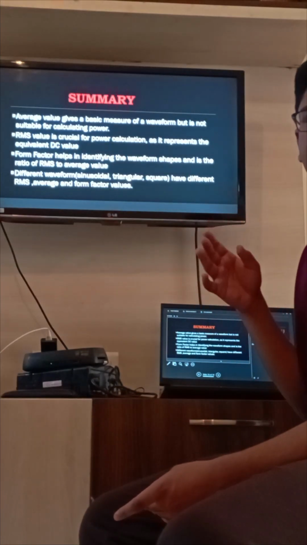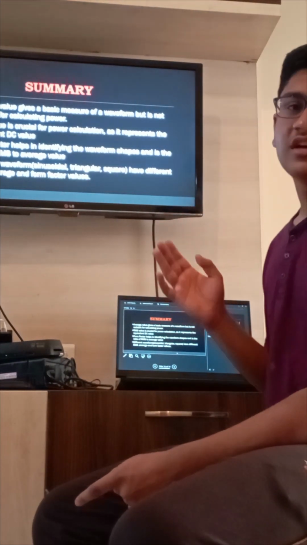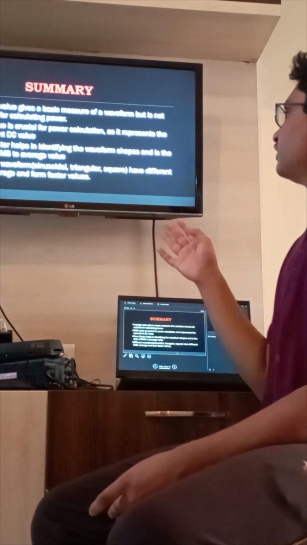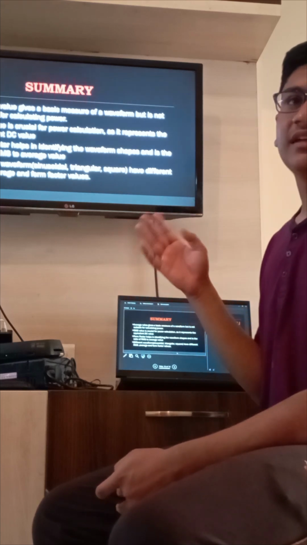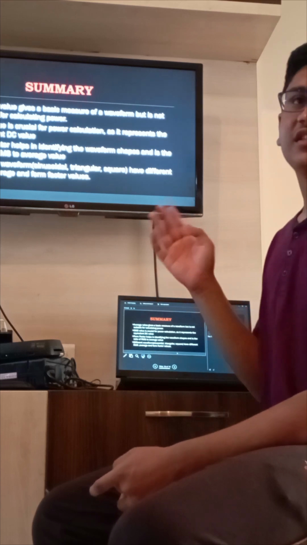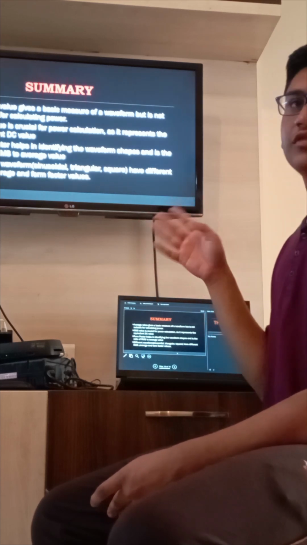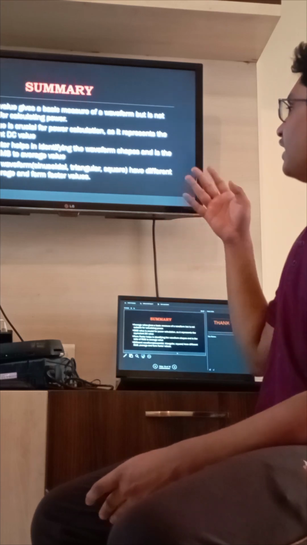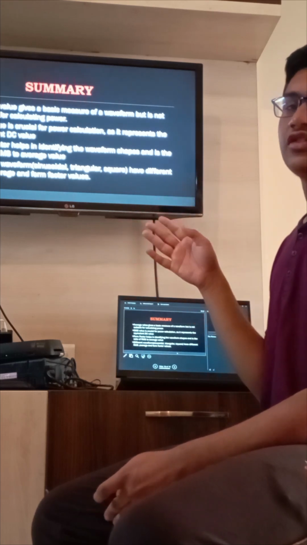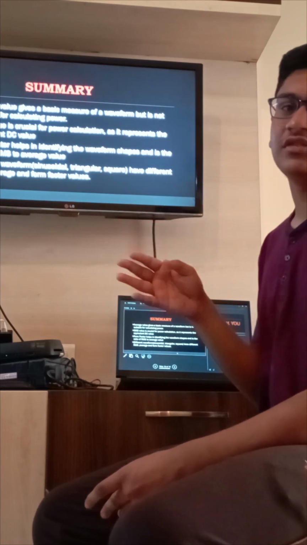RMS value, on the other hand, is different. It is crucial for power calculation, as it represents the equivalent power of a DC signal and an AC signal. Form factor helps us in identifying the different waveform shapes, and it is the ratio of the RMS to the average value. We know at the end that different waveforms, square, triangular and sinusoidal, have different values of form factor, RMS and average values.